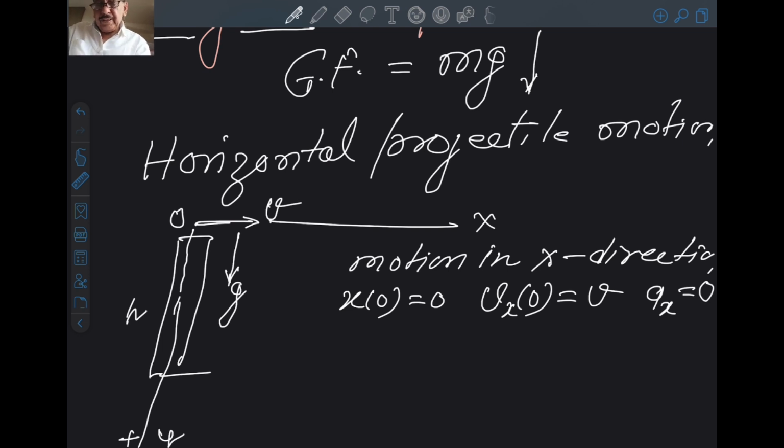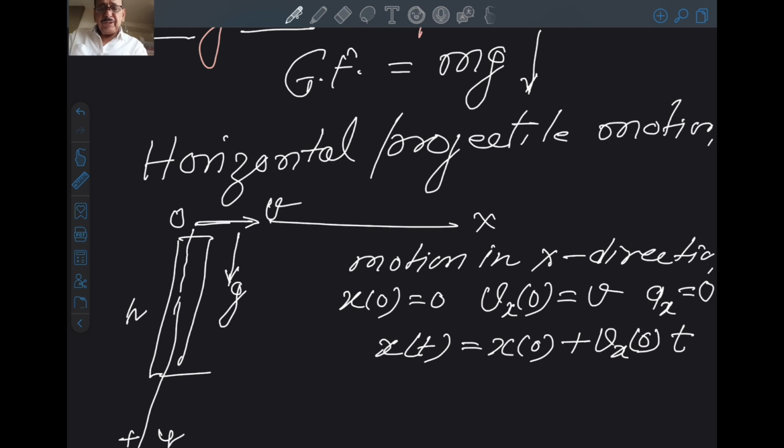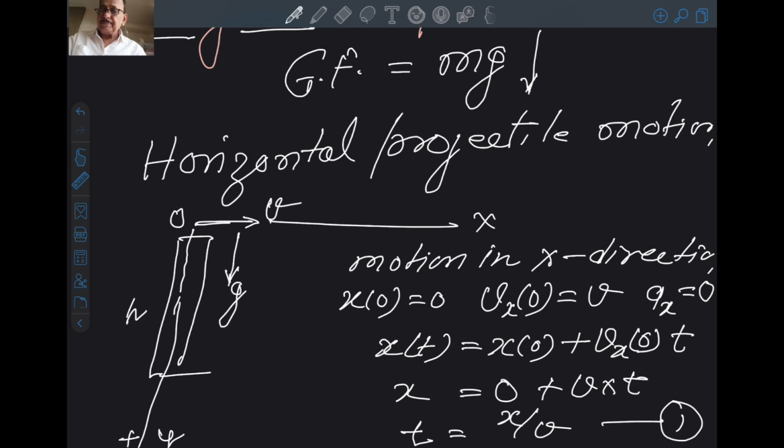So the displacement xt is equal to x0 plus vx0 t. We know that vx0 is v, and x0 is 0, so it is v into t, and that becomes x. So we can say there is an equation x is equal to vt, or we can say t is equal to x upon v. This is equation number 1.